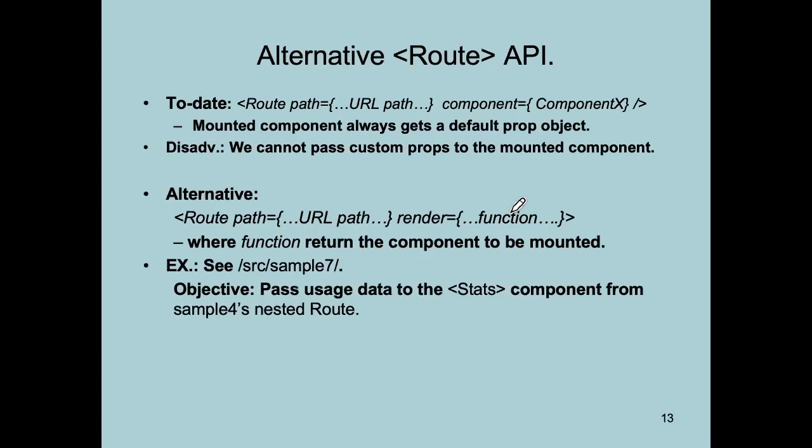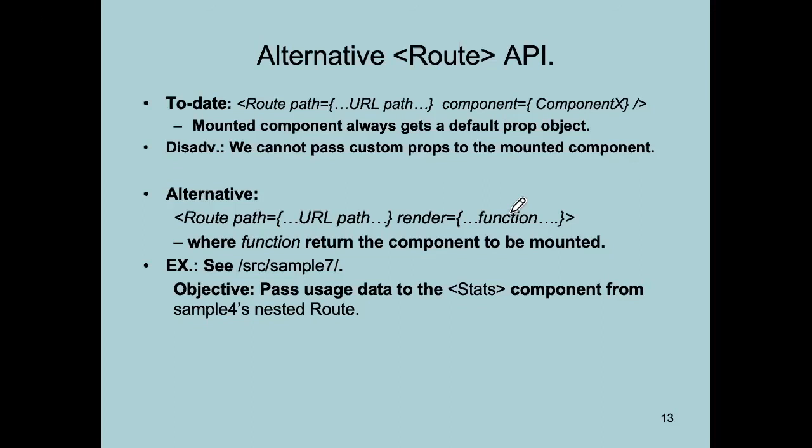So in our sample 7, what's sample 7 doing? We're passing... Okay, so again, we're sticking with this inbox use case. Earlier on we had a stats component, but it was completely static. Pardon the pun.